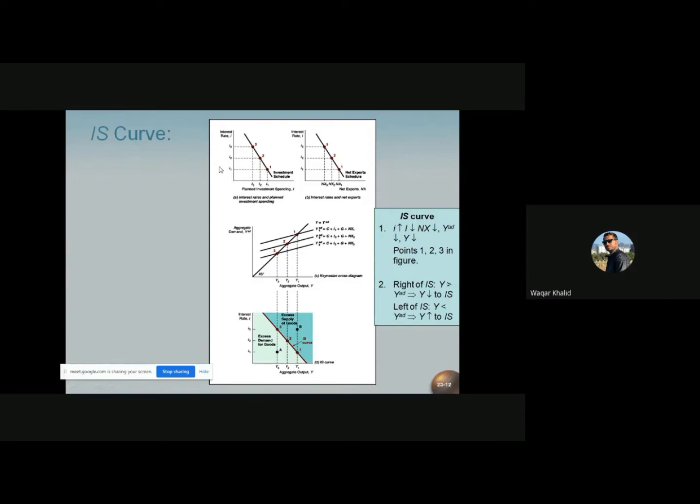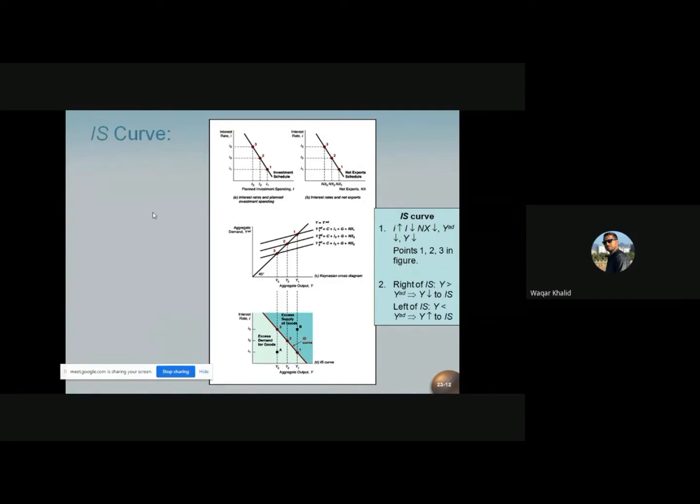But again, when in this schedule the interest rate rises from i2 to i3, it means that the planned investment spending decreases by a larger amount. And similarly, with the increase in the interest rate, the net exports also decrease. So this increase in the interest rate decreases both the planned investment spending and net exports of the United States.